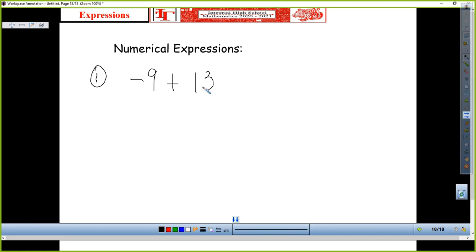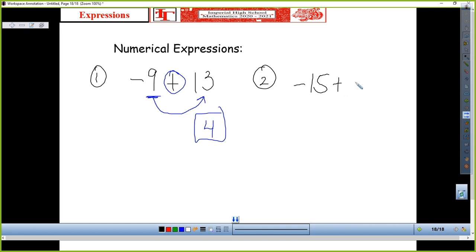So, what was the process that I showed you last week? I said between two numbers, when we're simplifying expressions, make sure there's addition. From there, check to see if they're opposites. Are they opposites? Yes. From there, we start with the smallest number, which is 9. So this is negative 9. It's opposite to 13. So negative 9 cancels 9 of these positives. So that means we're left with 4 positives. Number 2. Negative 15 plus 8. Do that one by yourself.